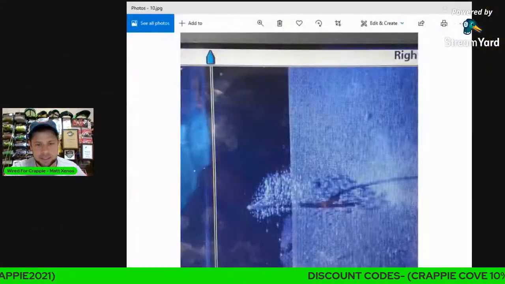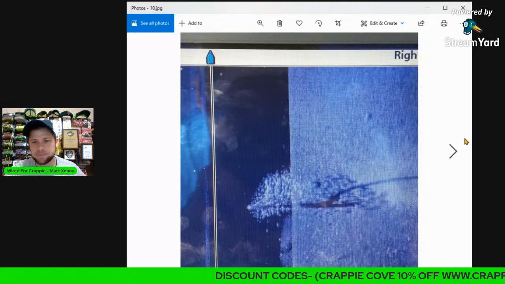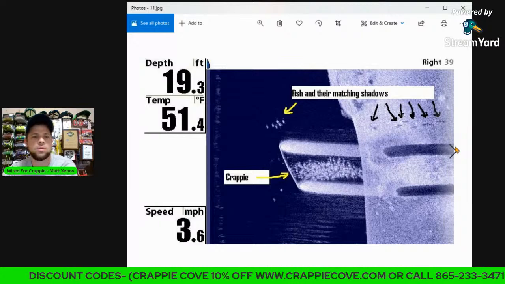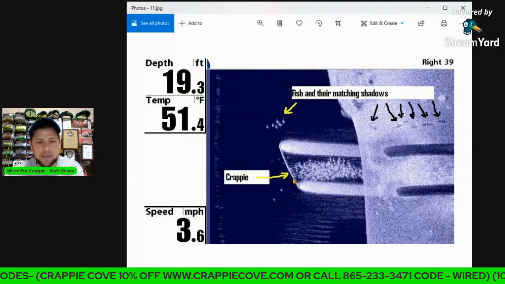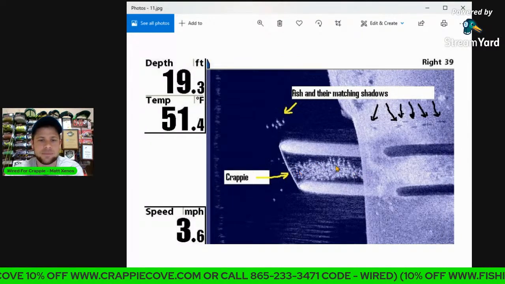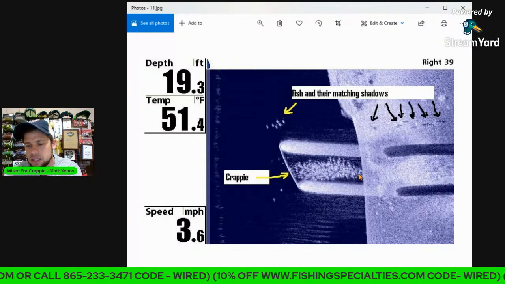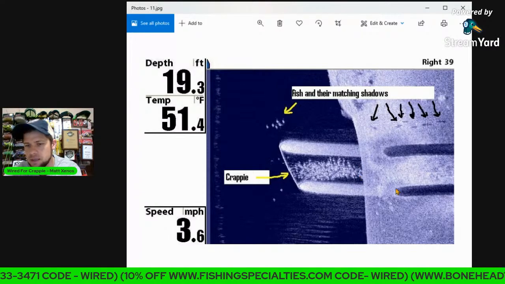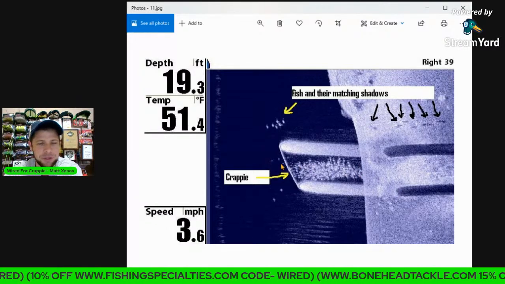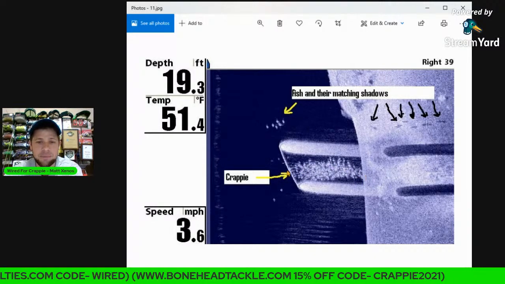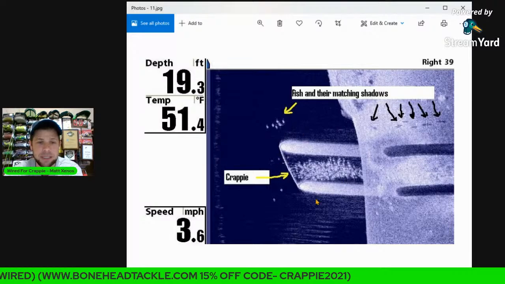All right. So let's get back to our side imaging and down imaging, guys. Everybody cool with that? Let's go to our next picture. So again, crappie stacked vertically. Is Heidi in here? She normally reminds me stacked vertically all the time. These fish are stacked vertically in between these bridge pilings.